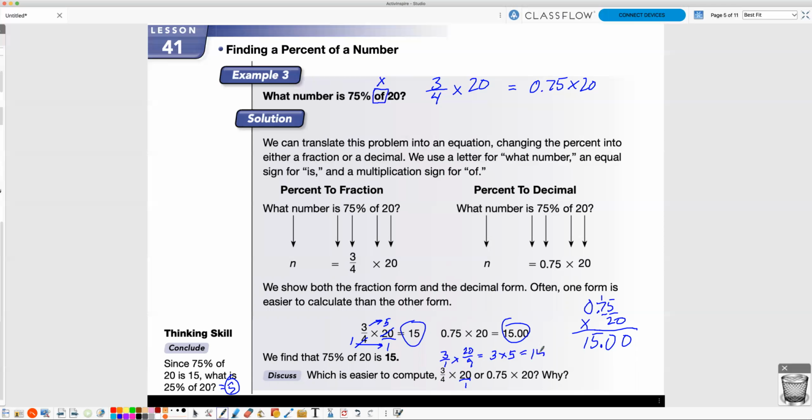So for me, personally, I like the fraction form. But some people might say, no, I work with the decimals better, and that's better for me. And that's fine and dandy. It'll get you the same answer in the end.